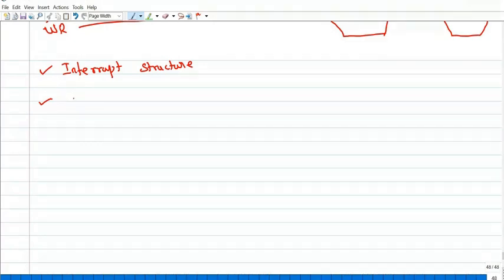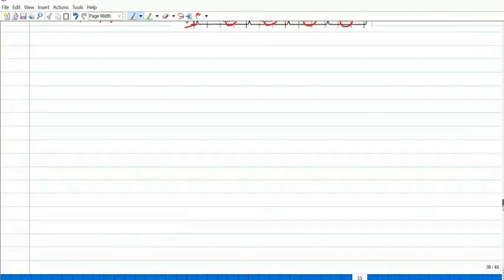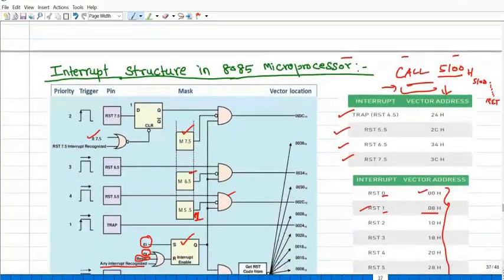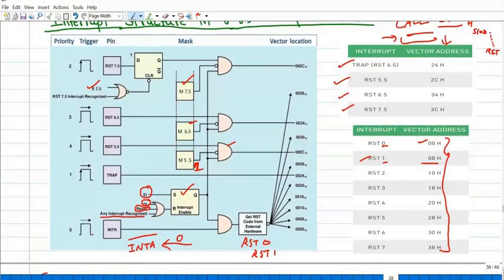And apart from that, depending on the triggering, whether it is a level triggered interrupt or an edge triggered interrupt. So look at this particular interrupt structure. INTR is a level triggered interrupt. RST 5.5, RST 6.5 are level triggered interrupts. Meaning, for the microprocessor to recognize this interrupt request, it must be during the logic high state. Whenever this particular pin is logic high, it indicates RST 6.5 requests the service of the microprocessor.